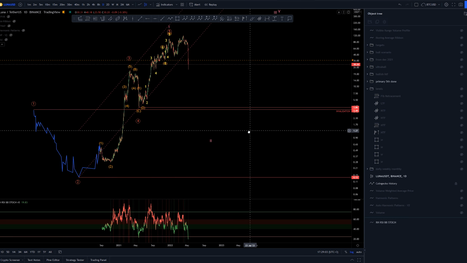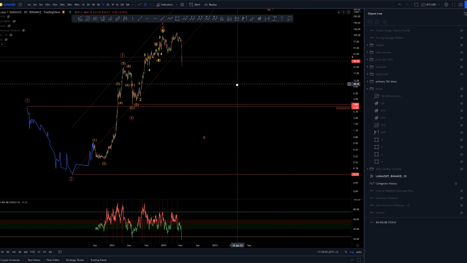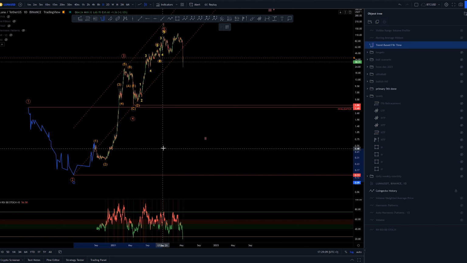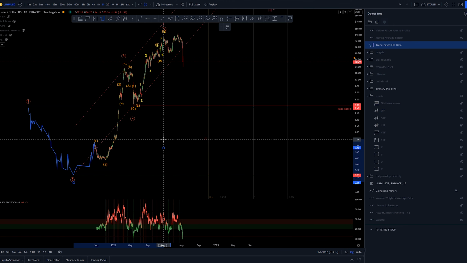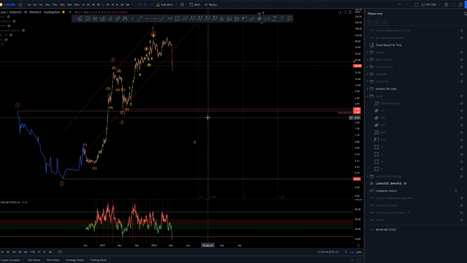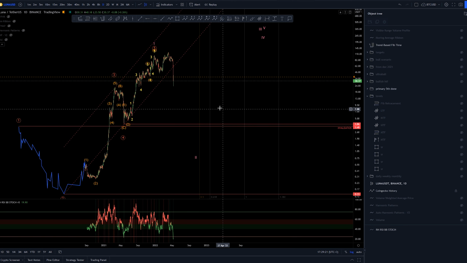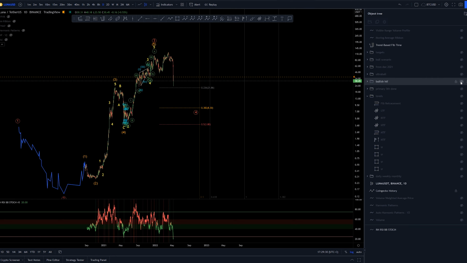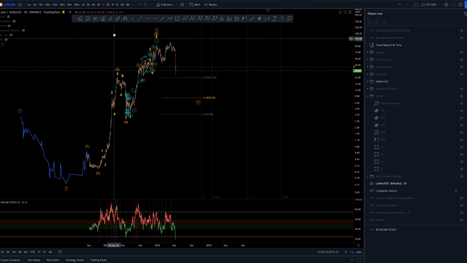This is definitely going to be taking time. It is not going to be straight down, or it could be. I don't know about crypto, but the minimum amount of time it would take is at least to the end of the year. Early next year I would be guessing, if this is actually wave 2.